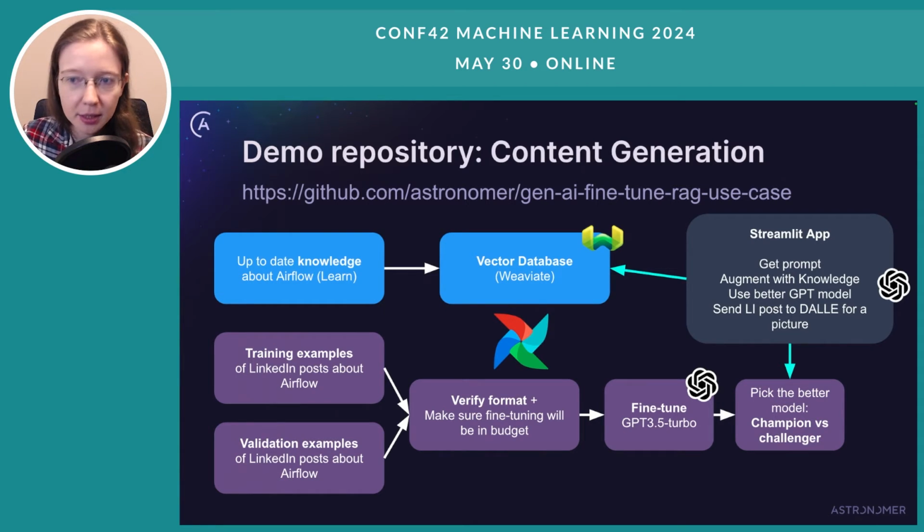Then on the front end, I just used the Streamlit app. So this is a very simple front end, but you could connect this to any front end that you wanted to connect to. And this is where the user can put in a prompt. It gets augmented with the newest knowledge provided by the retrieval augmented generation pipeline. And then it uses the current champion GPT model to create a response.